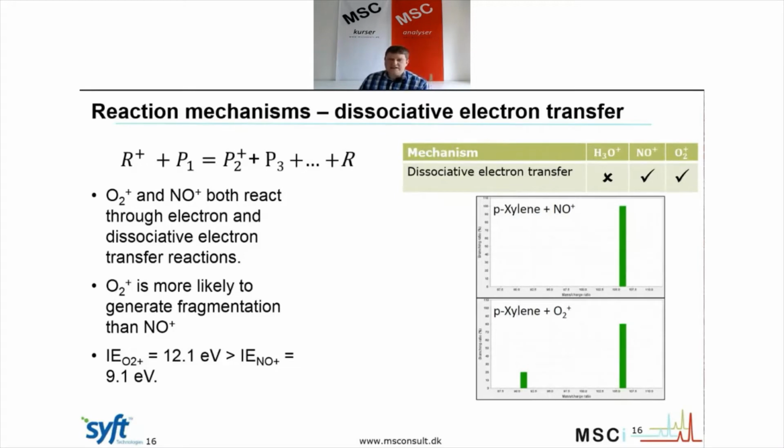As you can see in the example to the right, if we take paraxylene and use NO+, which has lower ionization energy, it's of course the first ionization energy, then you only get one peak. But if you have another compound here that you're not really interested in, but you want to be able to detect xylene, then you can use O2+ instead and detect it here at the lower mass. Since O2+ has high ionization energy, it's more likely to generate fragmentation.